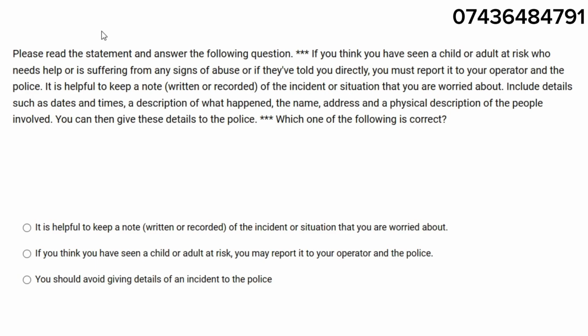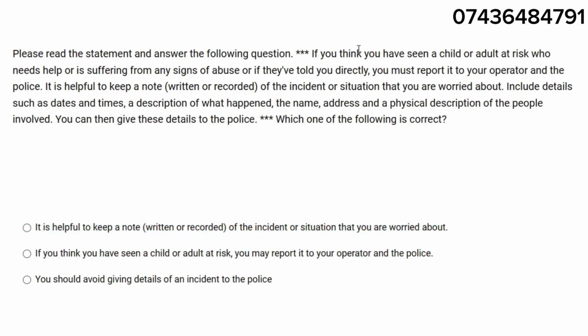Okay, this is also very important, please read the statement. We will first read those and then we will go for it. So, it is helpful to keep a note of an incident. A note means a record, something written or recorded, of an incident or situation that you are worried about. So it is making sense. If you think you have seen a child at risk, you may report it to the operator or the police. This is also confusing. You should ever. So this is deleted, so we will play again with these two.